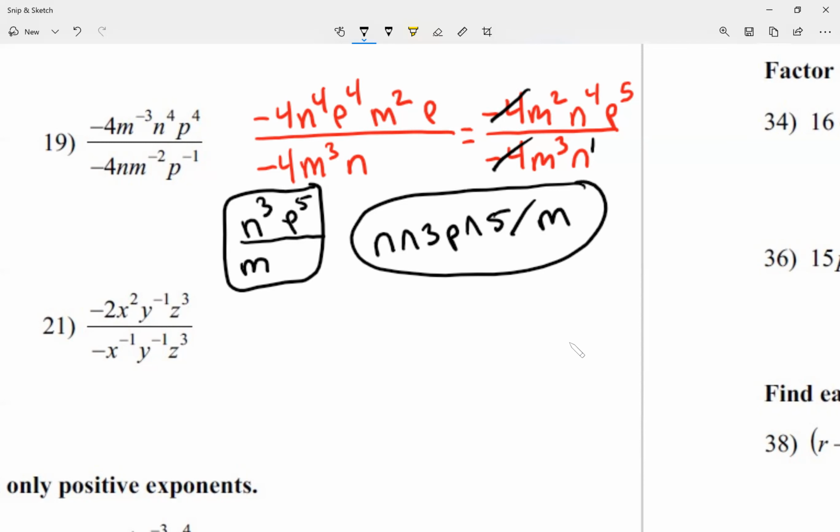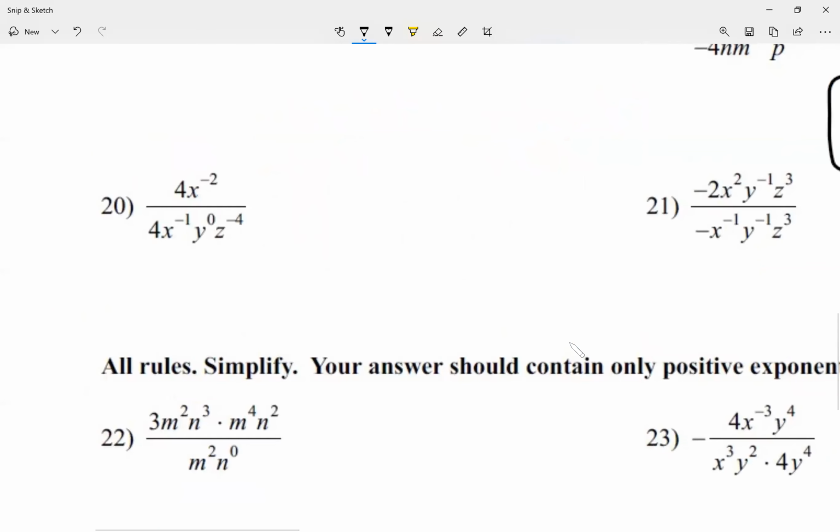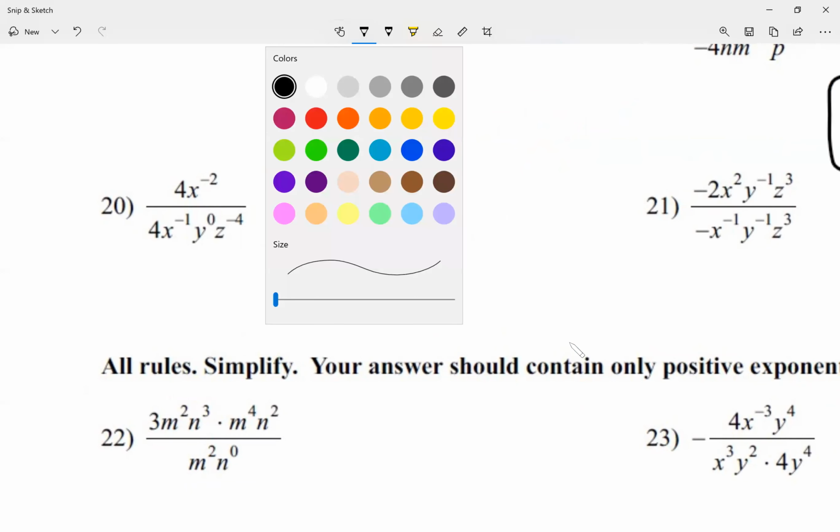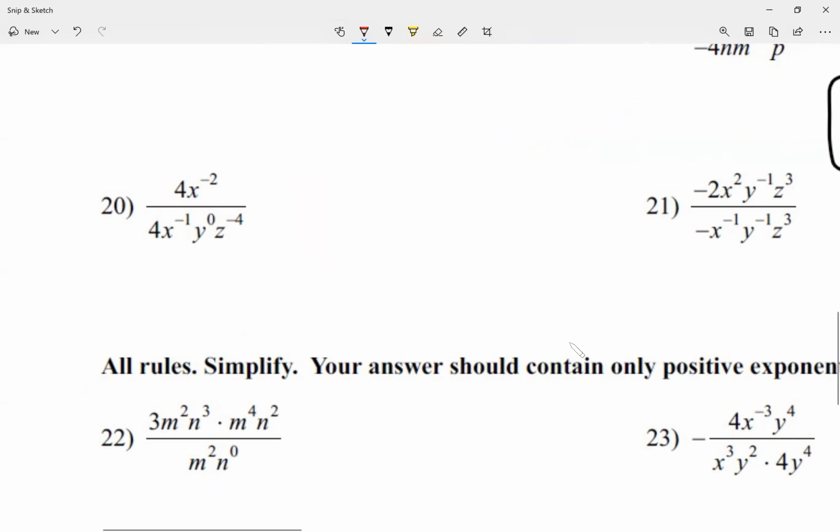All right, let's take a look at number 20. Again, get rid of parentheses if there's any, and then get rid of negative exponents. Just looking at what I have on the top, my focus is just the top. I have a 4 and I have an x squared at the bottom. Anything with a negative exponent, I bring it to the other side.